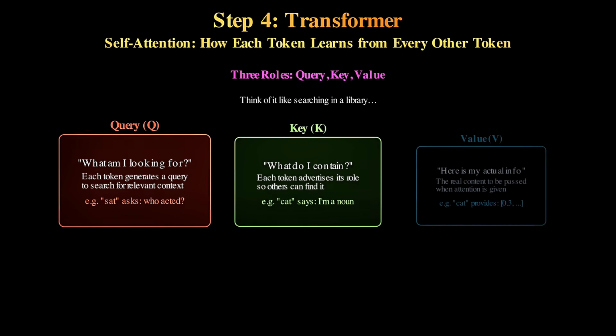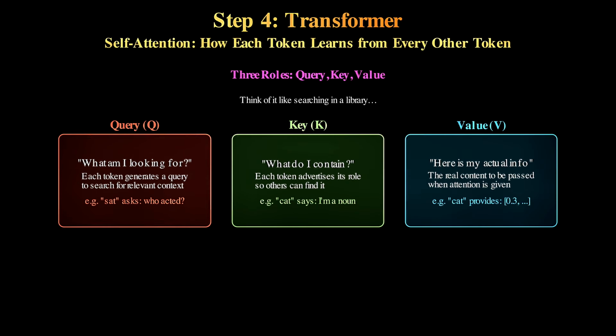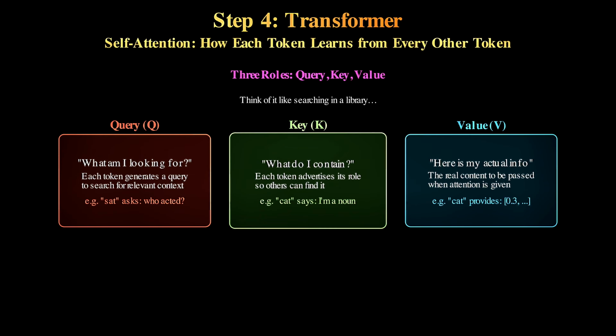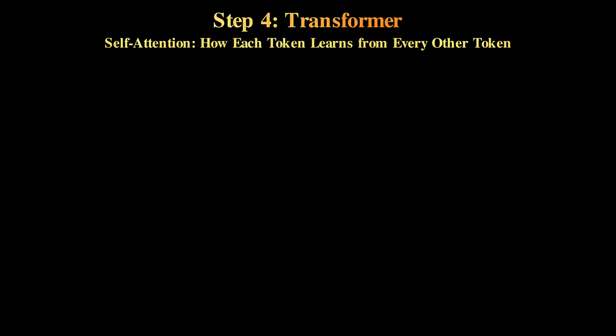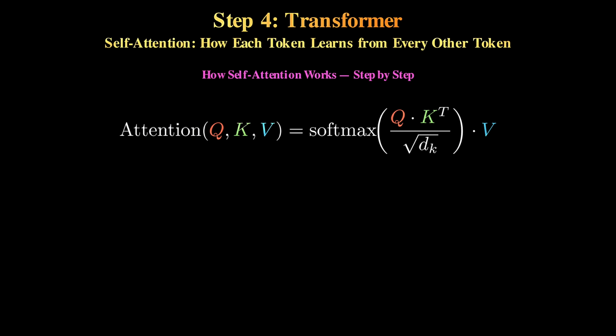The query is your question. What am I looking for? The key is the label on each book. What do I contain? And the value is the actual content of the book. Query and key together determine who to attend to. Value provides what information to pass forward. The attention scores are computed using the formula.